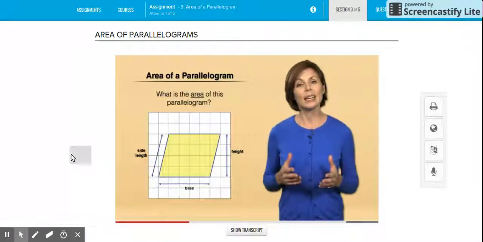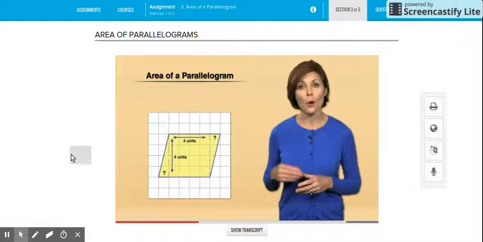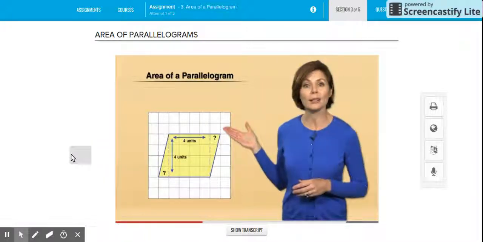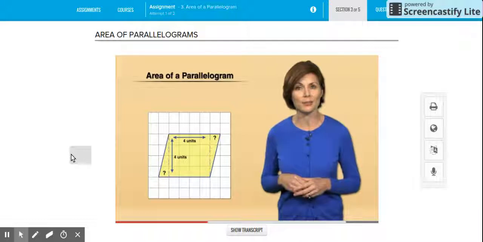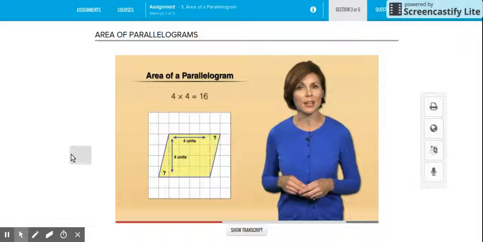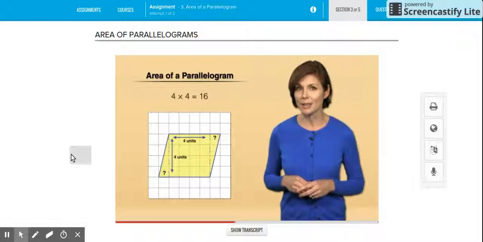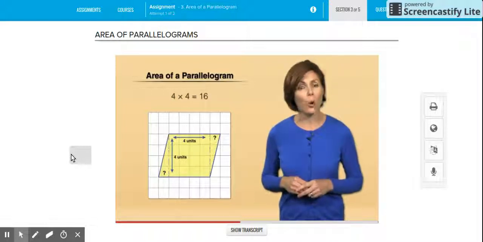It is easy to count the whole units that are in the center of the shape. 4 whole units across and 4 whole units down. 4 times 4 is 16. So there are 16 square units in the center of the parallelogram. But what about the triangular areas marked by the question marks? To find the area of the whole parallelogram, we need to know the area of those triangles.